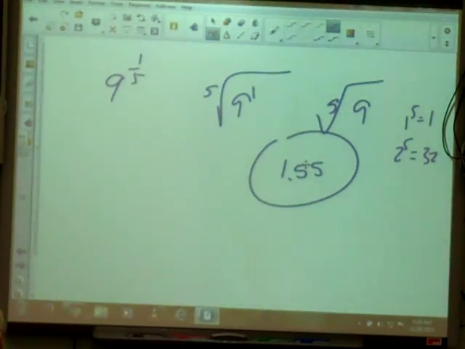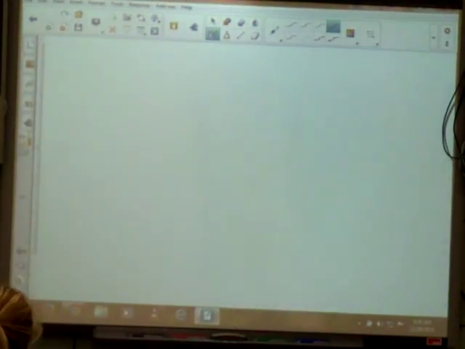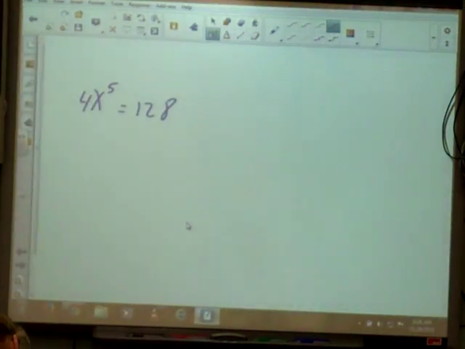Alright. Now, before that whole Thanksgiving, we were solving stuff, like on the bell ringer. So let's look at how this would relate to solving something. If I had 4x to the 5th equals 128, I'm told to solve.